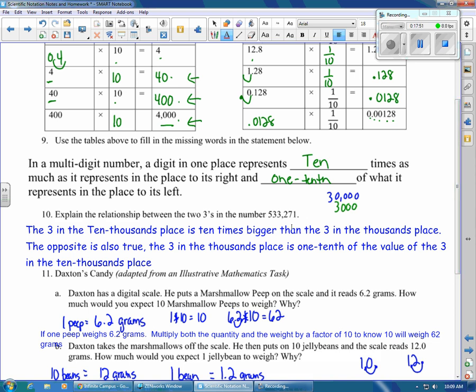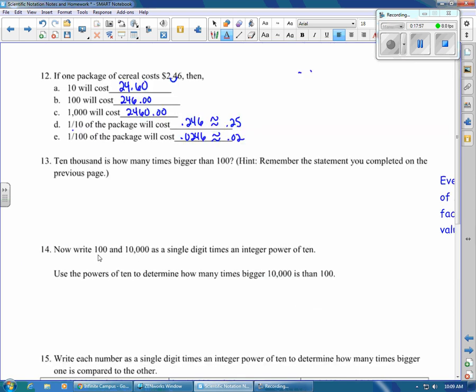Oh, I can't speak anymore. So we're going up each time by a power of 10. So let's take a look at our difference between 100 and 10,000. I'm actually going to write them over here on the edge. You don't have to do this. I'm just showing you, demonstrating. So 10,000 looks like this, and 100 looks like this. So how many more zeros does 10,000 have than 100?